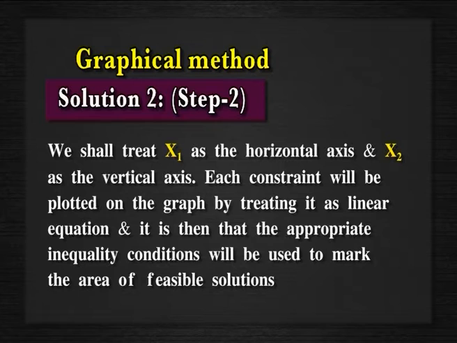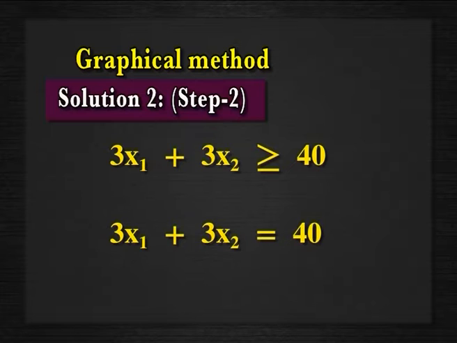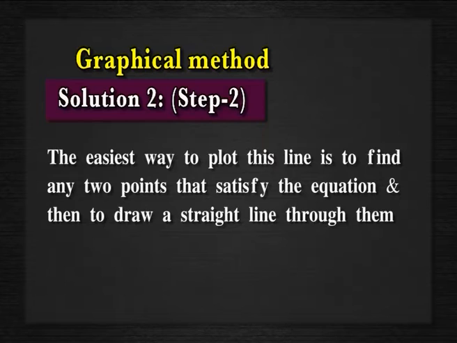Each constraint will be plotted on the graph by treating it as linear equation, and it is then that the appropriate inequality conditions will be used to mark the area of feasible solutions. Consider the constraint 3x1 plus 3x2 greater than or equal to 40. Treat this as the equation 3x1 plus 3x2 is equal to 40. The easiest way to plot this line is to find any 2 points that satisfy the equation and then to draw a straight line through them.